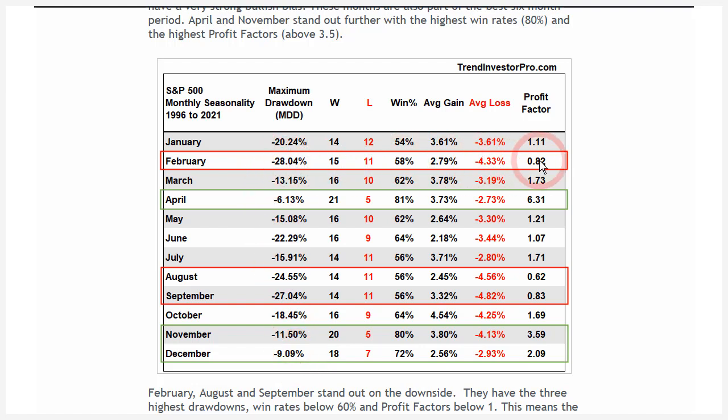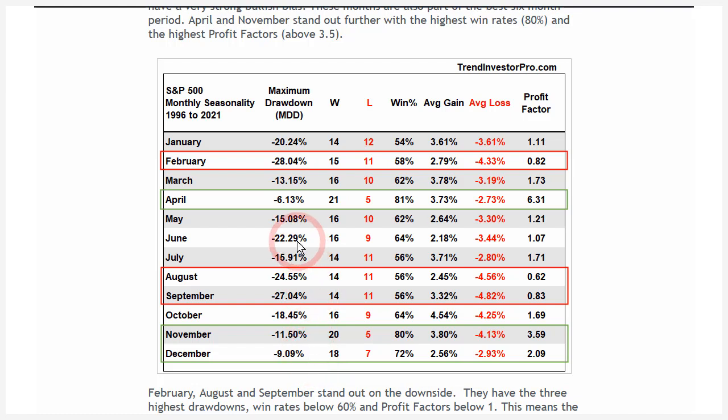February is clearly a weak month. Profit factor is below 1. Drawdown 28%. Win rate 58%. Then you look at August and September. Drawdowns above 24%. You can see profit factors below 1. So August and September are weak months. 56% of the time they were up, so it's 50-50 on up or down, but a negative bias on the downs. And then on the positive side, again, April, November, and December.